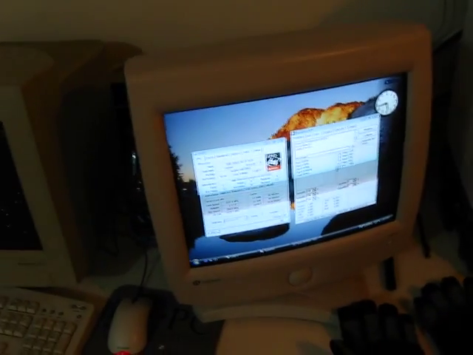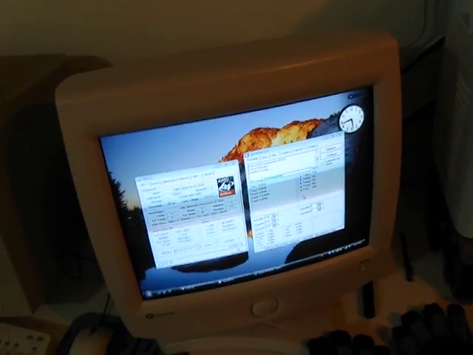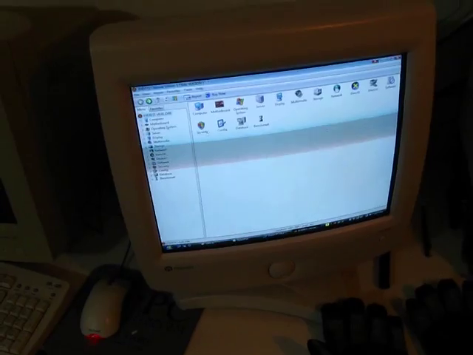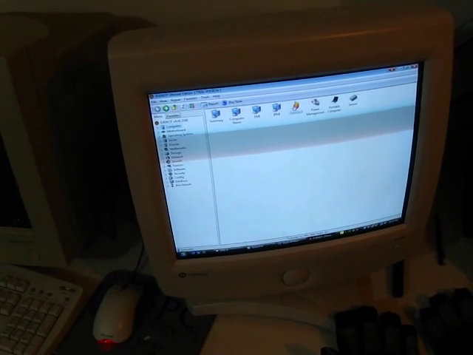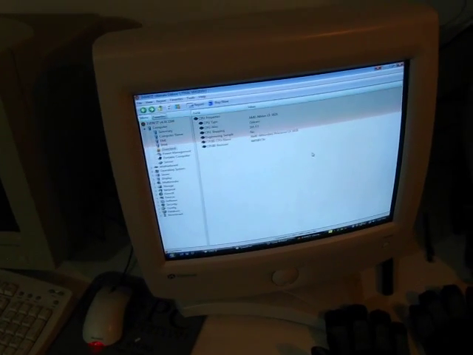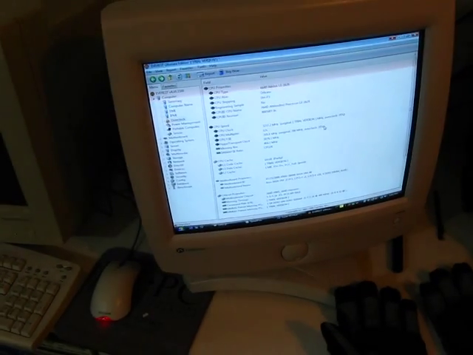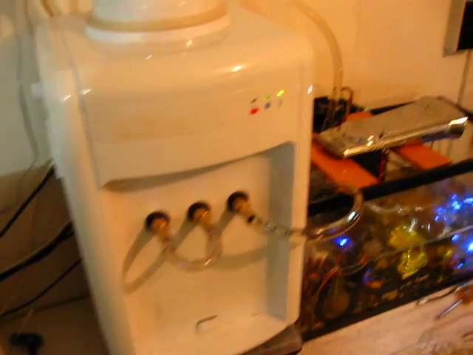We should be at like almost a 40% overclock now. And it's running fast, isn't it? 35%. 35% overclock and running stable.